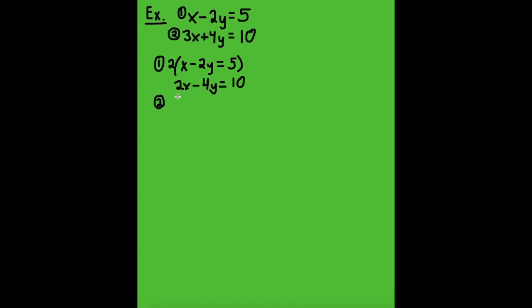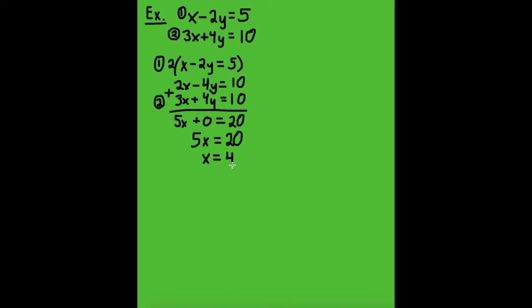And we have the second equation as well, which is 3x plus 4y equals 10. Then, we will add the equations together to get rid of the y term. 2x plus 3x equals 5x. Negative 4y plus 4y is 0. And 10 plus 10 equals 20. We get 5x equals 20. We have eliminated the y term. Now, we will be solving for x by dividing by 5 on both sides. We will get x equals 4.